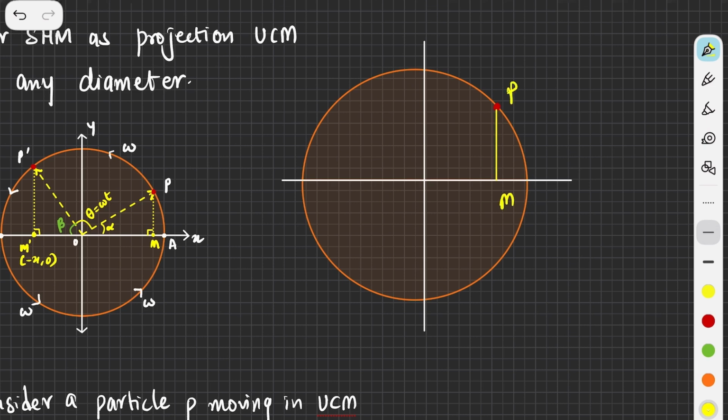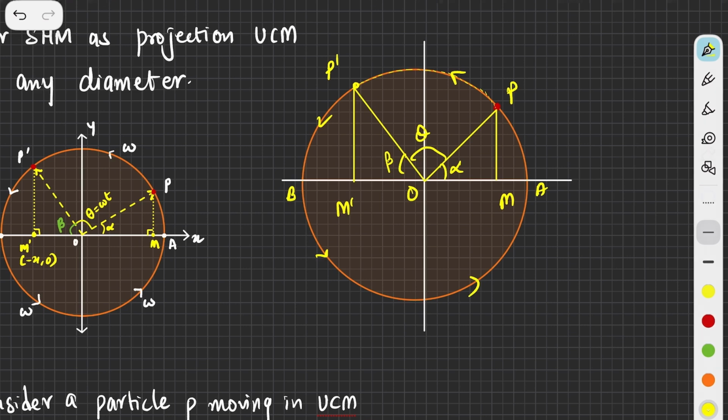This is P, this is M, and this is my radius. I'll call this O, this A, this is B. After a certain time the particle P is going to move on the circumference of the circle and reach point P dash. When it has reached this point, the projection would come somewhere around here. So I'll call this M dash, and this is my radius, and I'll call this angle alpha, this theta, and this beta. So this is what the diagram has to say.